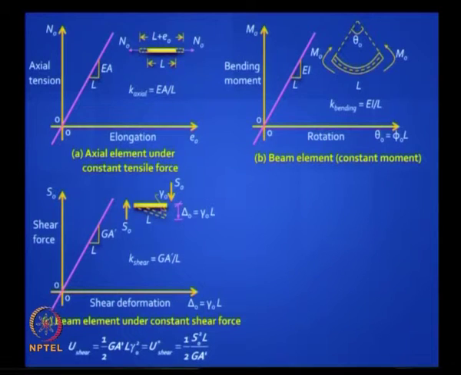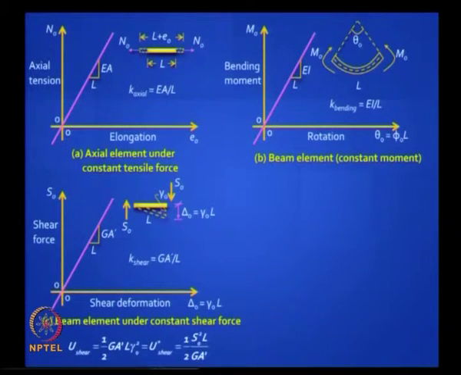Similarly here, if you are talking about shear strain energy, and let us say you have a beam subjected to constant shear force, then the shear deformation is delta naught, which is the shear strain gamma, which is constant for that segment, into the length of the element, and the slope of this, which is a measure of shear stiffness, is GA dash by L.